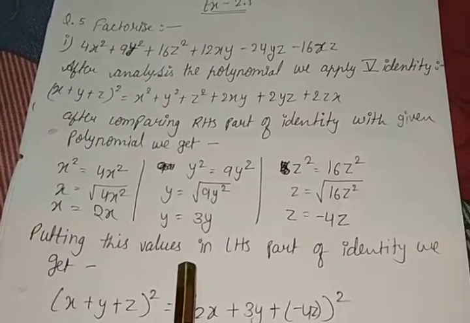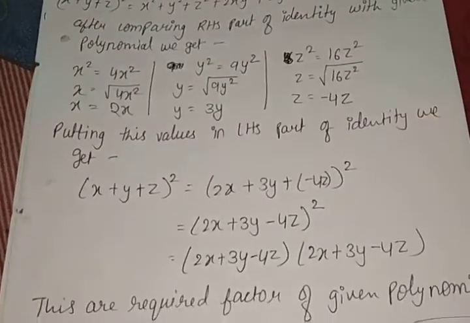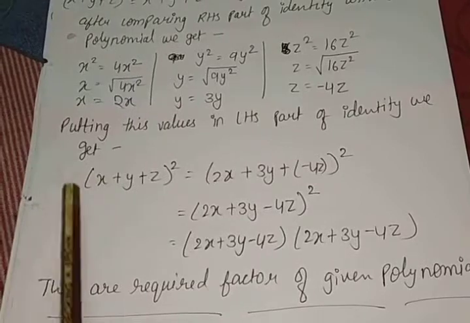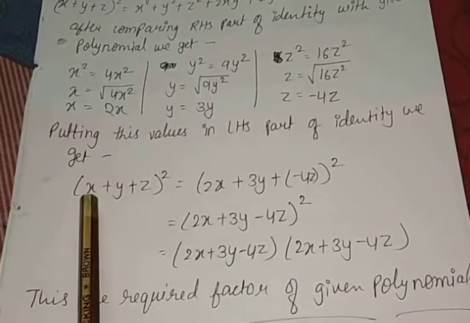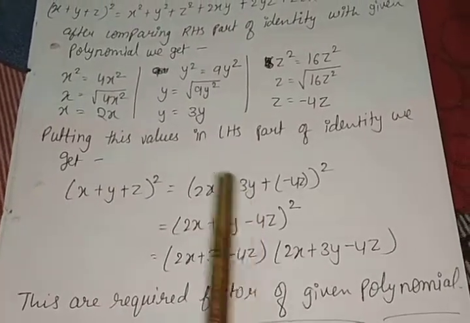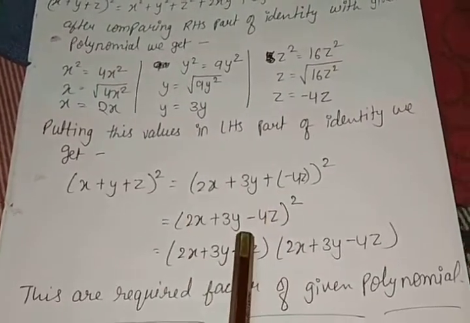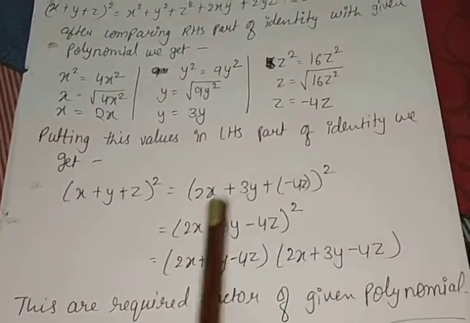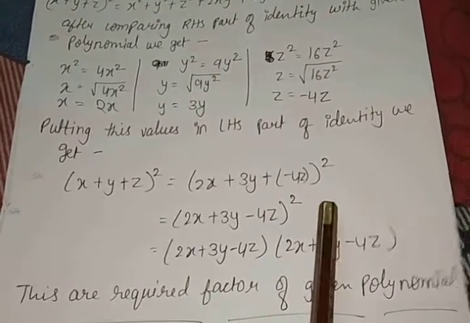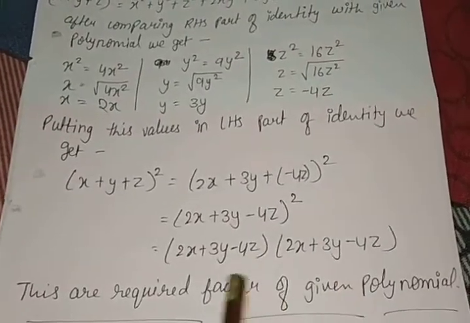We have to put these values in the left hand side part of the identity and we will get the factors which we require. So the left hand side part of the identity is (x + y + z) whole square. That means we have to replace x with 2x, y with 3y and z with minus 4z. Plus times minus is minus, and the factor is (2x + 3y - 4z) whole square. As these terms carry a square, that means we can write these terms 2 times. And these are the 2 factors of the given polynomial.